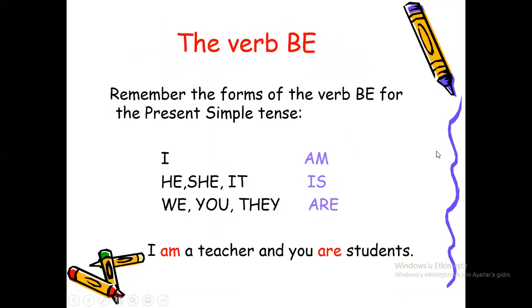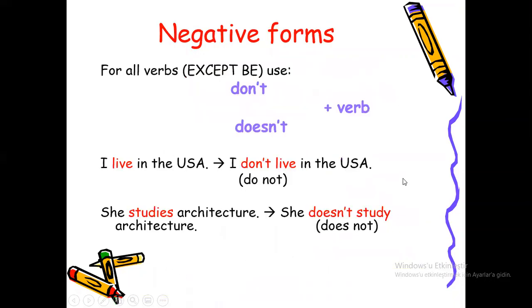And the verb be. Remember the forms of the verb be for the present simple tense. We all know these actually. I am, he, she, it, is, we, you, they, are. Those are also verbs, and those are also present simple. I am a teacher and you are students.